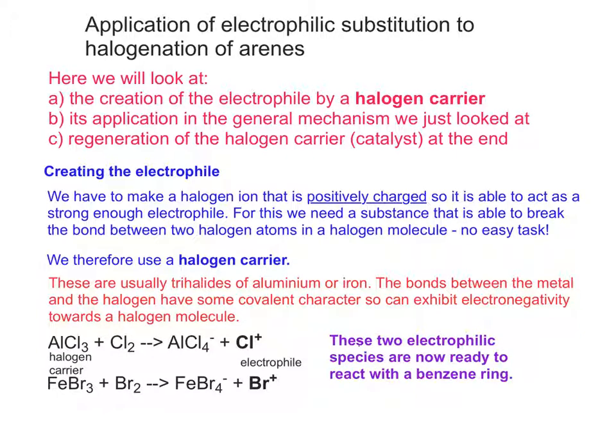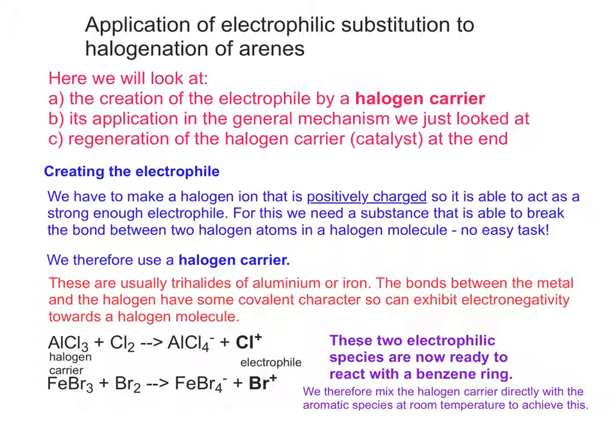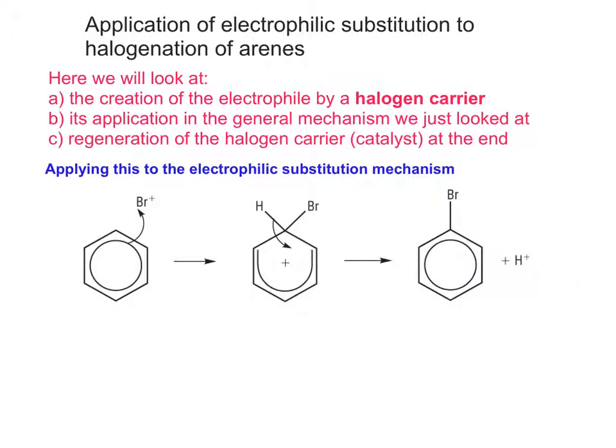So once you've made your electrophiles, they're now ready to react with a benzene ring. So to do this, we mix the halogen carrier directly with the aromatic species at room temperature. Not forgetting, of course, the fact that the halogen has to be in there as well, so AlCl3 plus Cl2, for example. So if we apply this to the general mechanism we looked at a few minutes ago, obviously the Br+, for example, behaves as an electrophile because it's positively charged and it's strong enough as an electrophile to attract a pair of electrons out of the delocalized pi system.